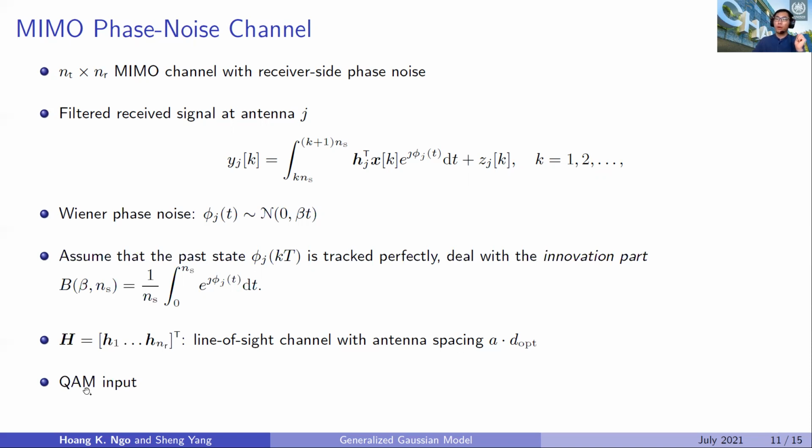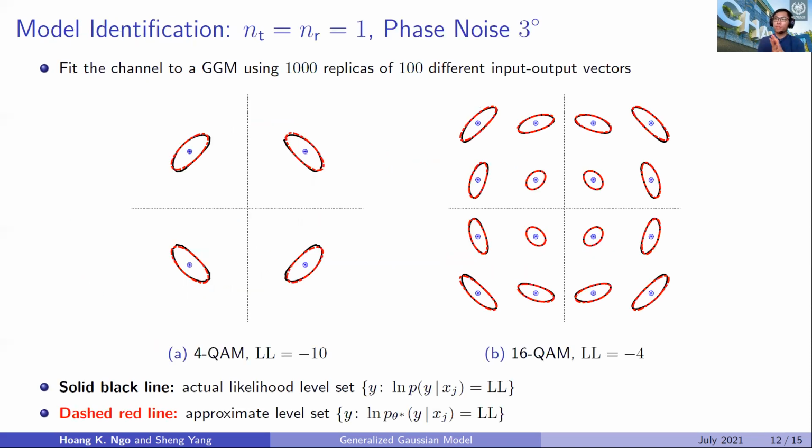We consider QAM input signal. So the first problem, model identification. We consider a size of case and the phase noise standard deviation is 3 degrees. We fit the channel to a generalized Gaussian model using 1,000 replicas of 100 different input-output vectors. So here we show the likelihood level set, which is the set of the output symbols such that the log likelihood of that symbol given an input symbol is equal to a given value LL.